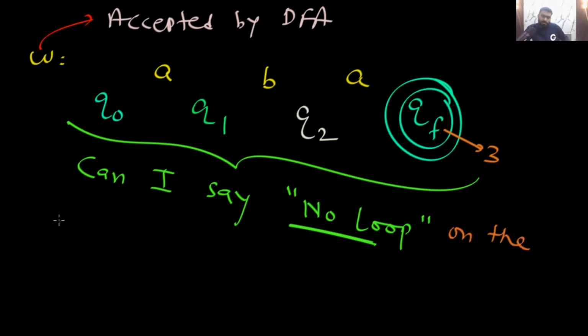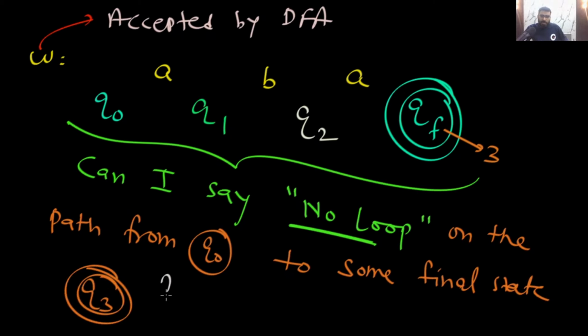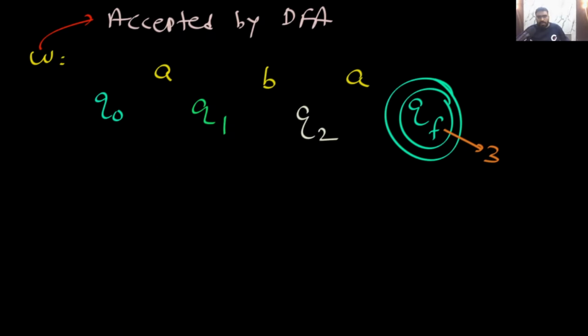On the path from initial state Q0 to some final state, that is your Q3. Can I say that? Please tell me. This is an interesting question. Can I say there is no loop? See, there will be a loop, because it is a DFA, a deterministic finite automata.